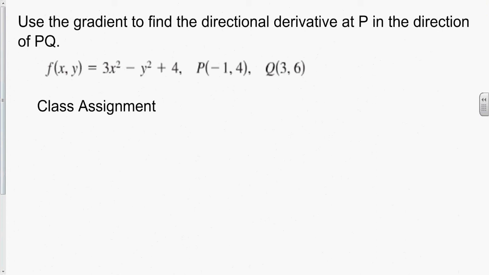On that one, you're given PQ, so you let PQ equal v, then you test to see if it's a unit vector. I don't believe it is. So then you have to find that unit vector based on v.